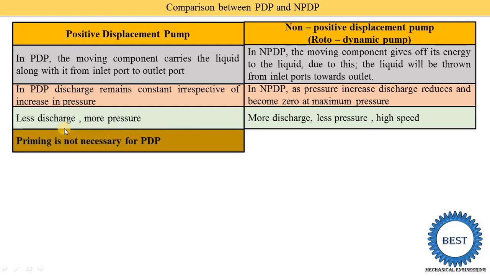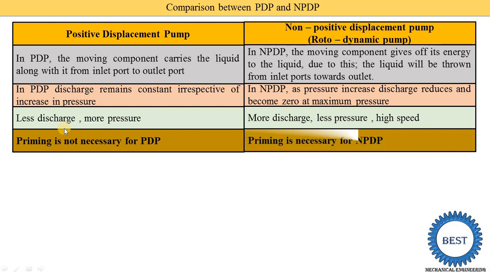Fourth difference is, priming is not necessary for positive displacement pumps. We do not need to do priming in a positive displacement pump. In a non-positive displacement pump, priming is necessary. Priming means when we start the pump, there is air inside the pump, so we need to remove this air by filling water inside the pump. In a pump there are various components, like the casing and the impeller, so we need to remove the air from the pump by filling water. It is called the priming process. So priming is not required in a positive displacement pump, but it is necessary in a non-positive displacement pump.